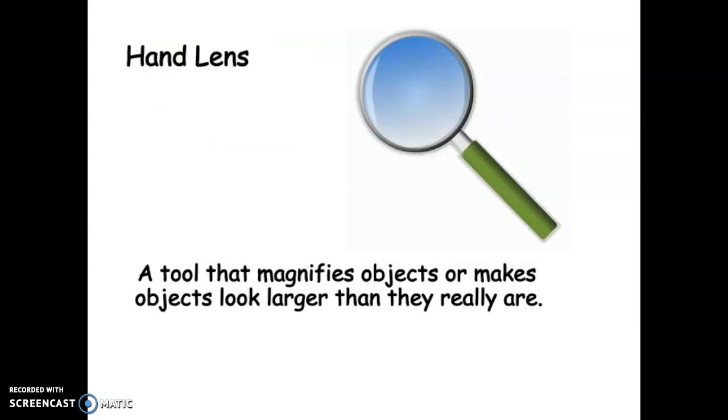This is a hand lens. It also can be called a magnifier or a magnifying glass. When you look through a hand lens, things seem larger than they really are. Let's take a look. Let's go to our tables and see what things look like when we look through a hand lens.